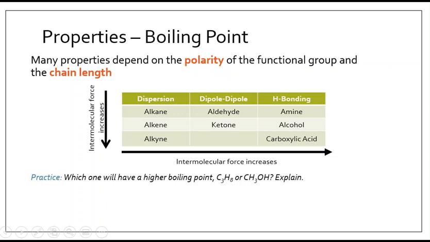Which one will have the higher boiling point? So in comparing these two, we first have to look at what type of forces it has based off of what the functional group is. So if I'm looking here at just C3H8, that is propane because it's a 3-carbon chain there. And then I have CH3OH. This is an alcohol. Okay.